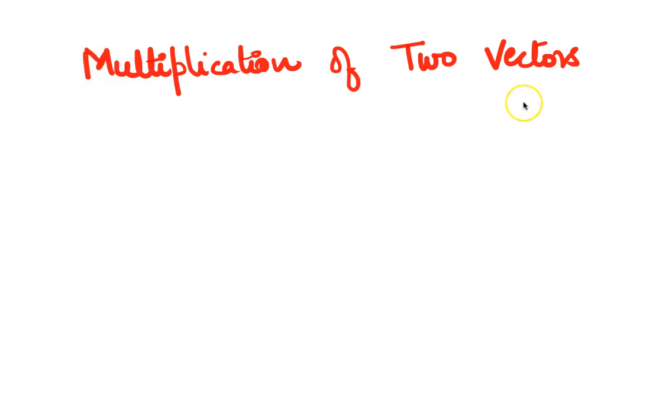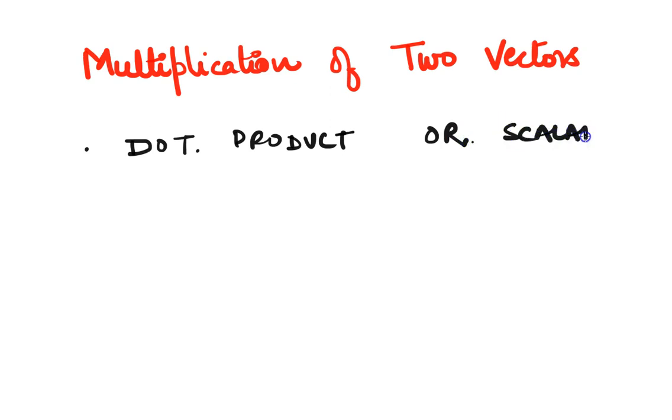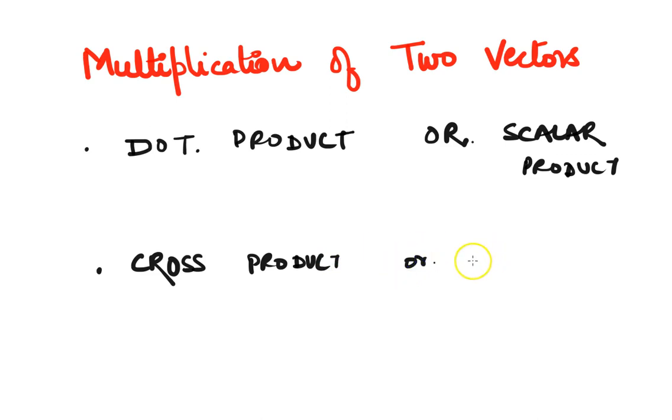In this video, we're going to introduce the concepts of multiplication of two vectors. Any vectors can be multiplied in two ways. One is called dot product, or scalar product. The other is cross product, or vector product.